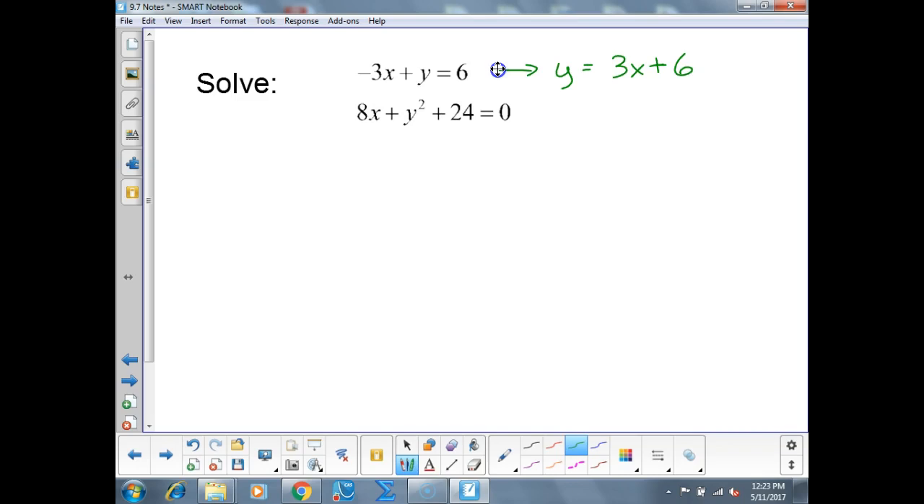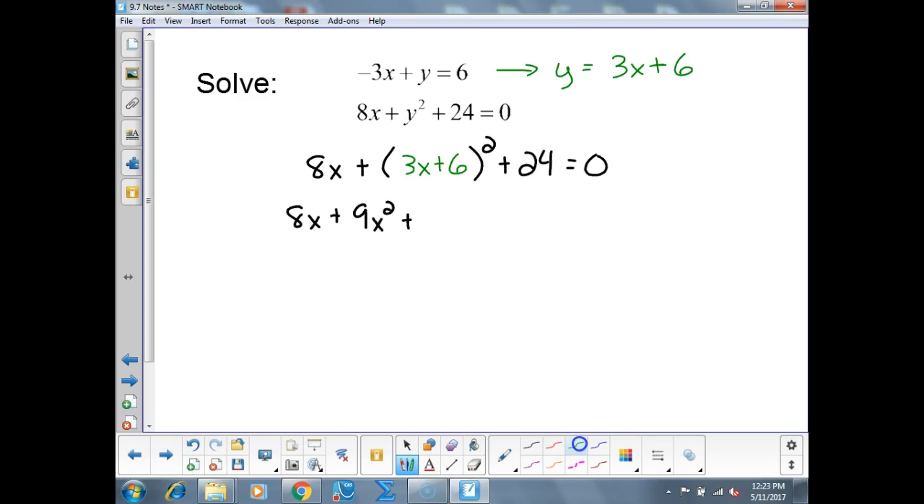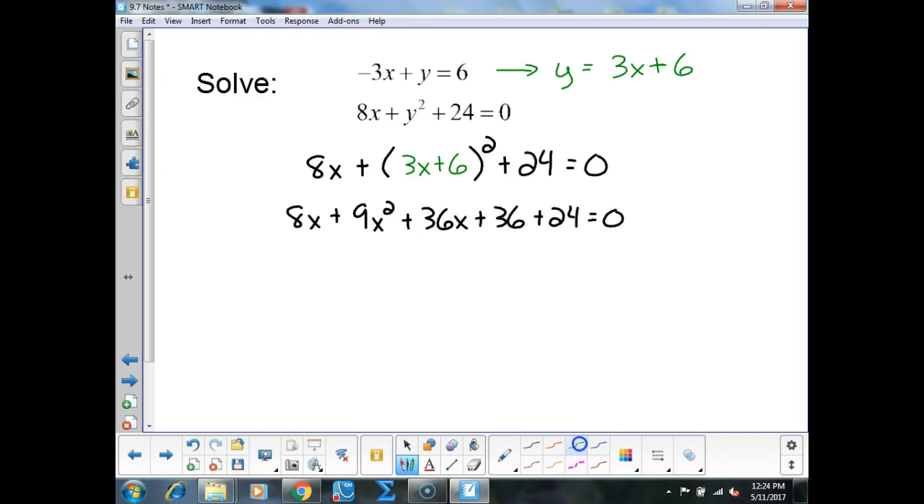Okay. So that's going to be 8x plus (3x plus 6) squared plus 24 equals 0. So that's 8x plus 9x squared plus 36x plus 36 plus 24 equals 0.